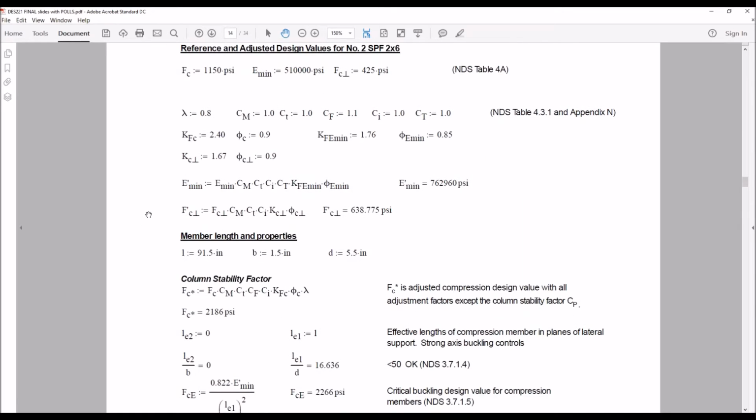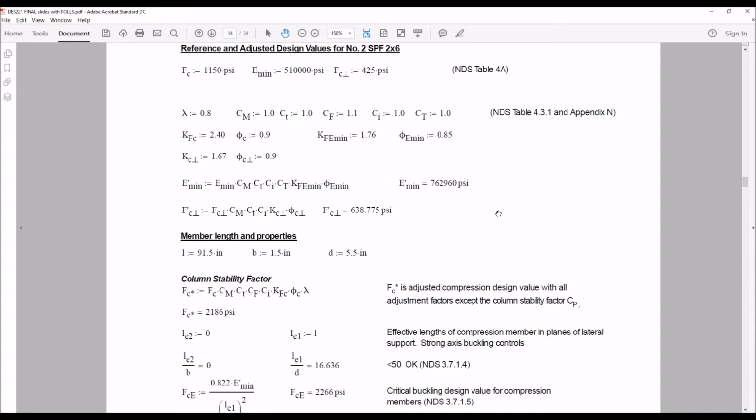Our E sub min prime is our adjusted E min value multiplied by our various adjustment factors. So you can see which of those applied here. And again, that's in NDS table 4A. Some of these LRFD values come out of a table in Appendix N as well. So if something is not in table 4A, you may need to refer to Appendix N. But we can calculate our adjusted E min value, and we can calculate our adjusted F sub C perp value based on the adjustment factors that we've got.